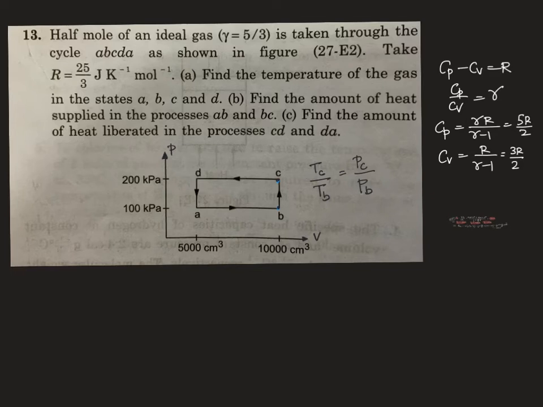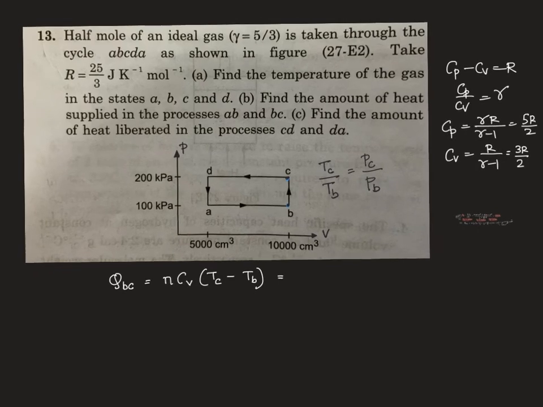Now we will find the heat supplied in the process BC. AB is done, now for BC. QBC: BC is a constant volume process, so it is nCv into TC minus TB. What were the temperatures here?